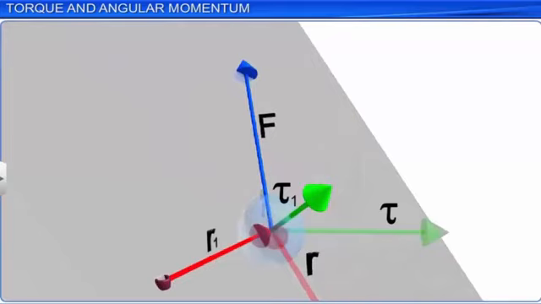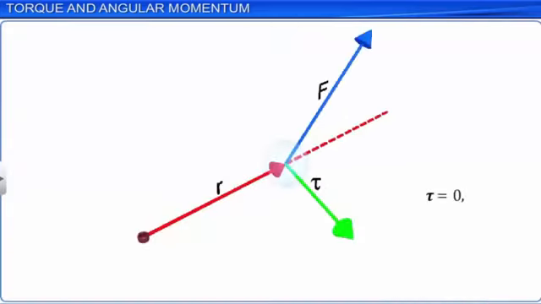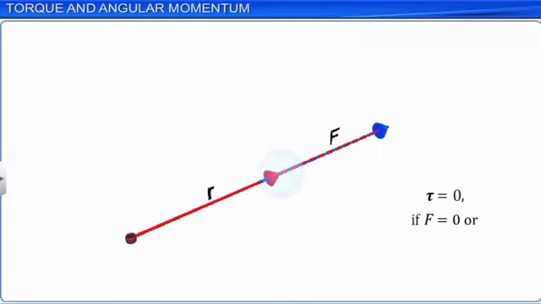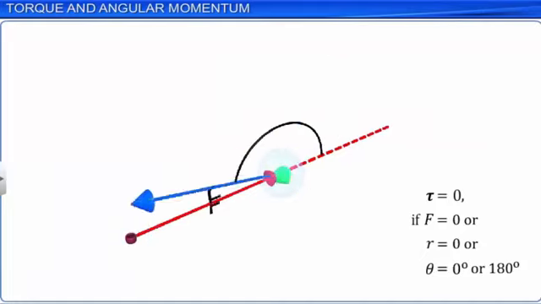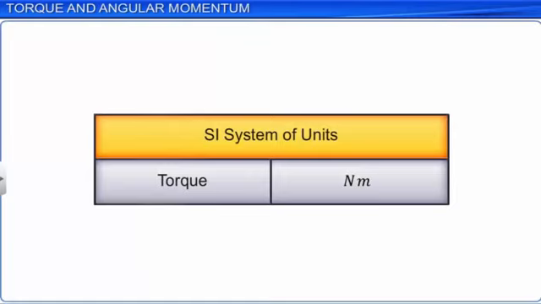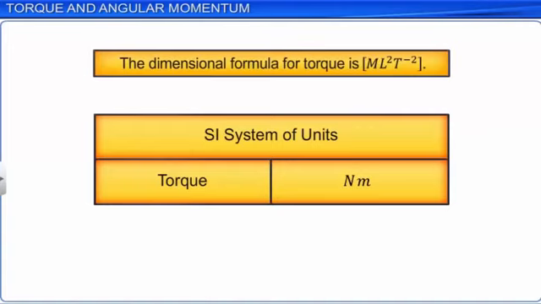Torque can be zero if the magnitude of the force is zero, or if the line of action of the force passes through the origin. The SI unit of torque is Newton meter. Note that the dimensions of torque and work are the same. The dimensional formula for torque is ML squared T minus 2. Even though the torque and work have the same dimensional formula, work is a scalar, whereas torque is a vector.